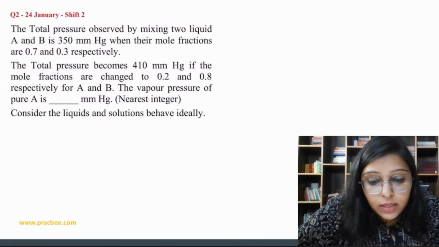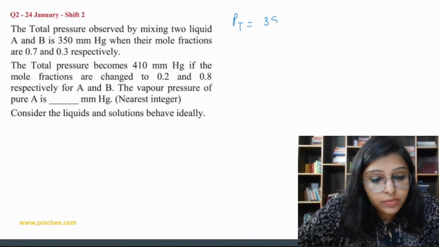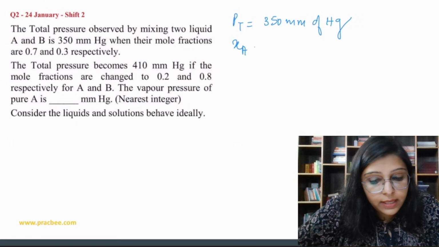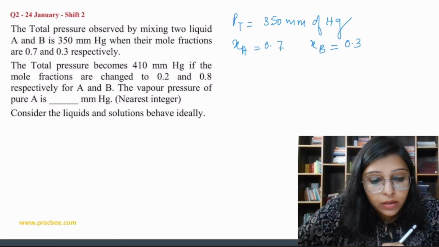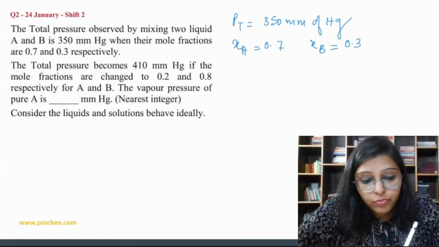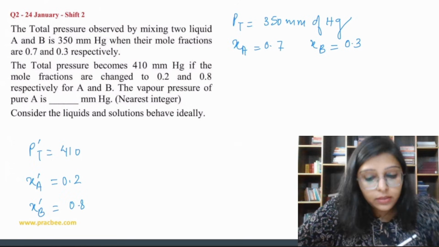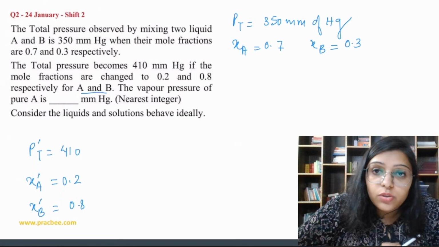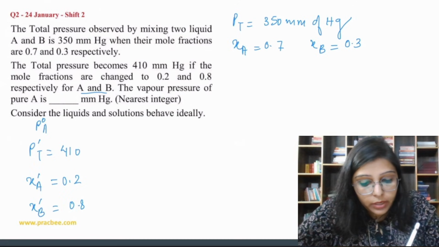So first question says the total pressure observed by mixing two liquids A and B is 350. So Pt is 350 mm of Hg, when their mole fractions are Xa equal to 0.7 and Xb equal to 0.3. Now the question says the total pressure becomes 410. Now P dash T becomes 410 if the mole fractions of A and B are changed to 0.2 and 0.8 respectively. So we have to find out the vapor pressure of A. We have to find out P naught A.